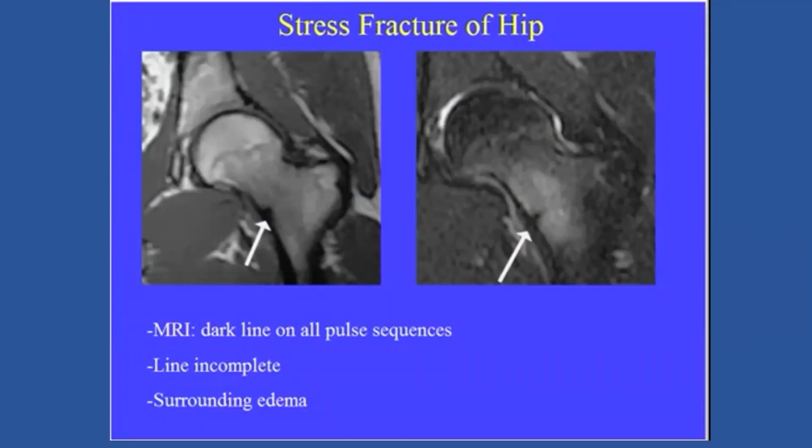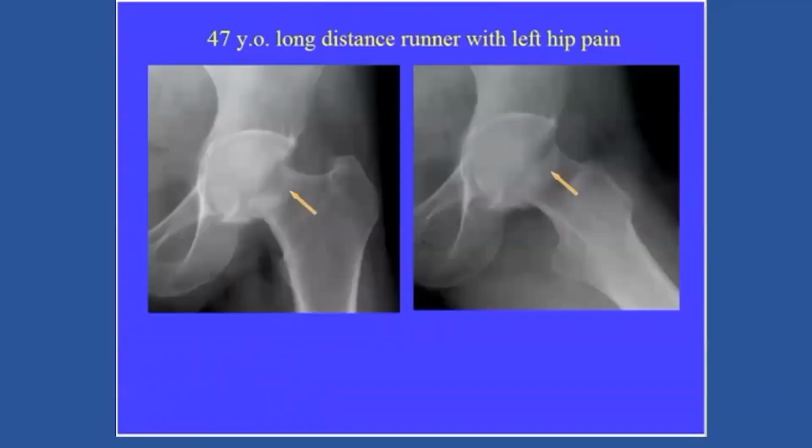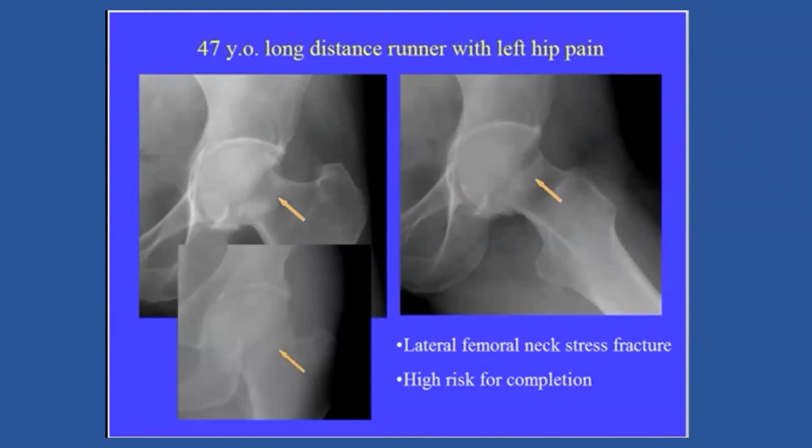An MRI is best to demonstrate it, demonstrates a dark line on all pulse sequences. The line is incomplete. It is surrounded by edema. This shows you a more proximal one with displacement. This shows it further. We see it in the base, but not as frequent as occurs more proximally with displacement. There's a high risk for completion.